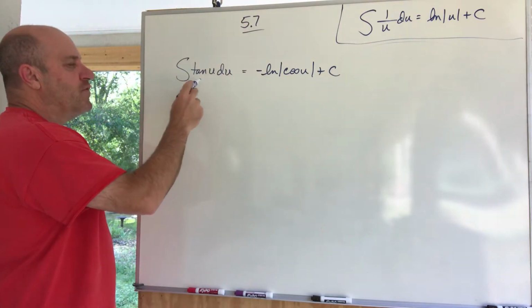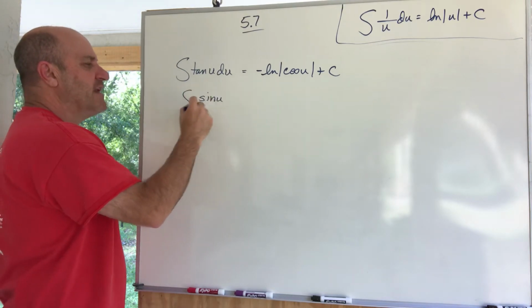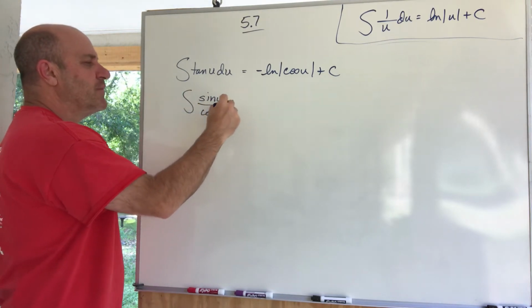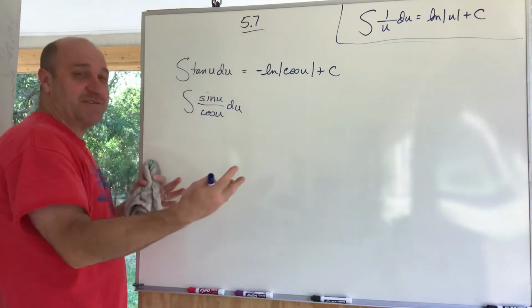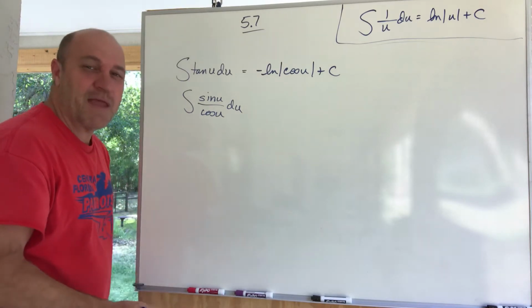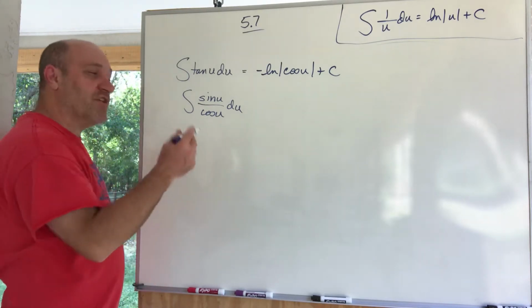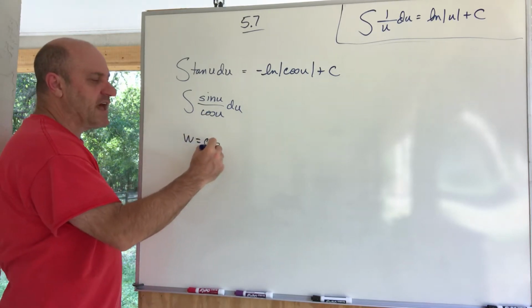If you know from trig that you could rewrite tangent as sine over cosine. Now again, look at me, I'm using u's. So now I want to do a u substitution. It's kind of funny when I do a u substitution and the variable u is already there. I should use a different letter. I think I'll use w. So I'm going to do a w substitution. I'm going to let w equal the denominator, cosine u.